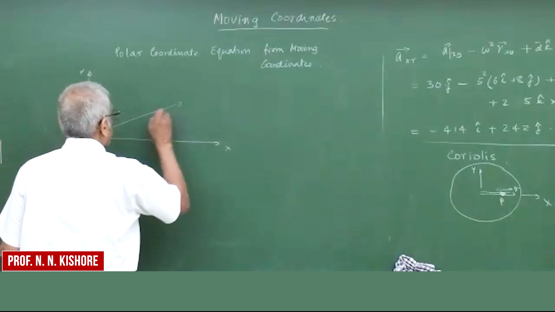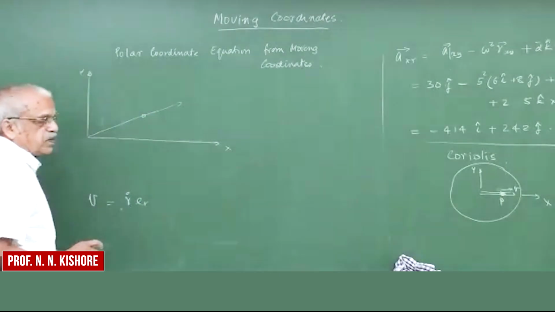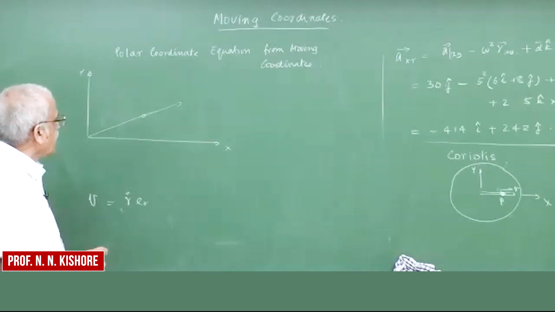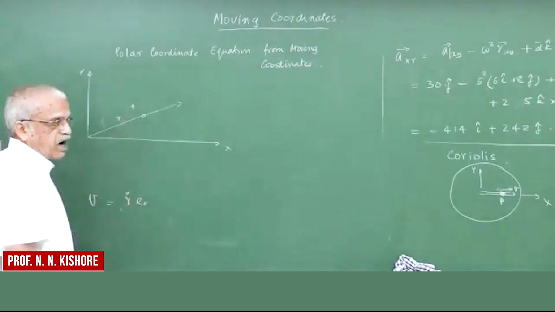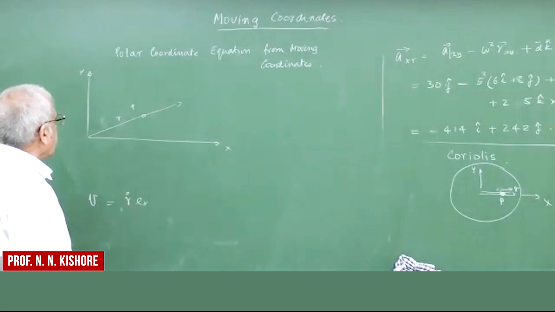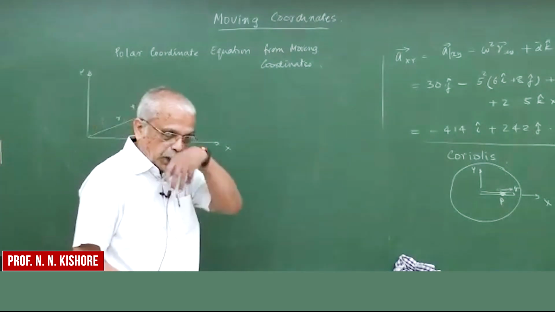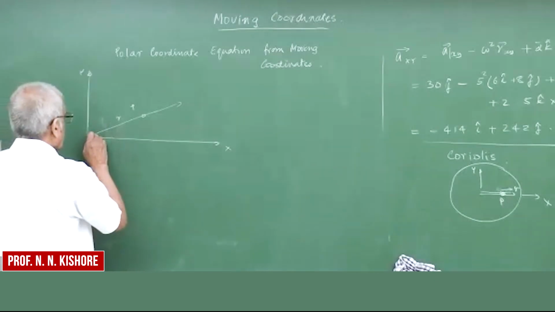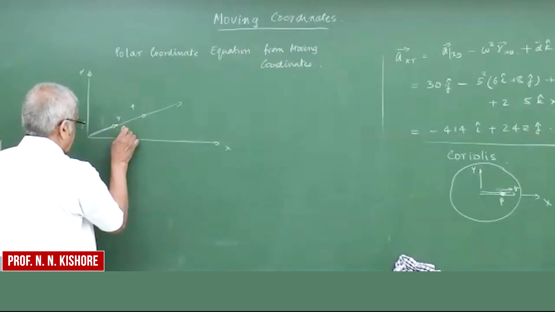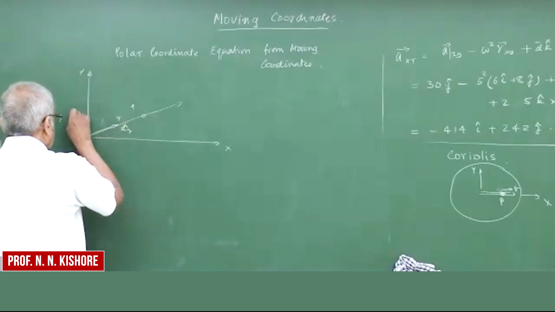So in polar coordinates, we have a point here which is given by r, right? And what are the coordinates here? If you look at the coordinates here, the coordinates are er and e theta.